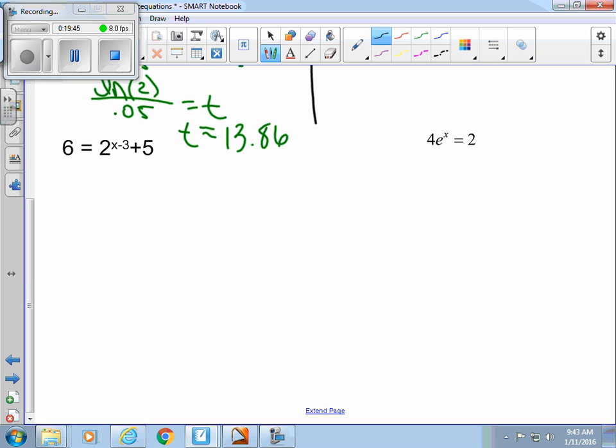What's the next one? Remember, I need it to be something to a power equals a number. That's the way I know how to solve these, is when I get something to a power equals a number. So, what do I need to do on this? Subtract 5. Does everyone agree I need to subtract 5? Why do I need to subtract 5? Does that work? Good. It gets it where it's just 2 to the power equals a number.